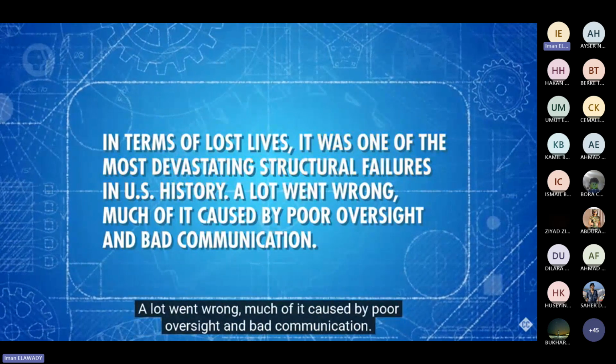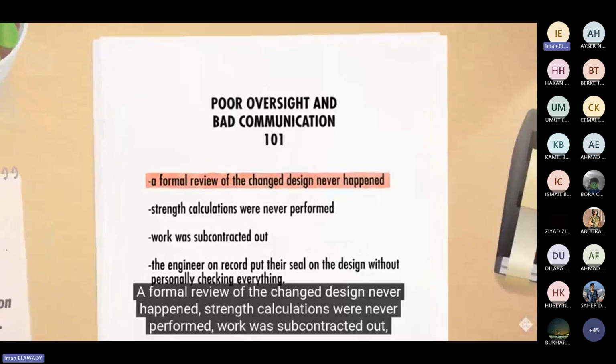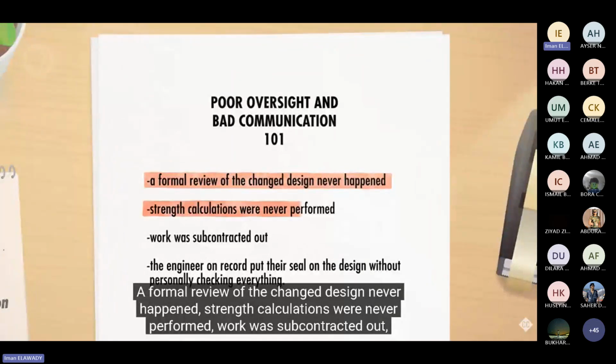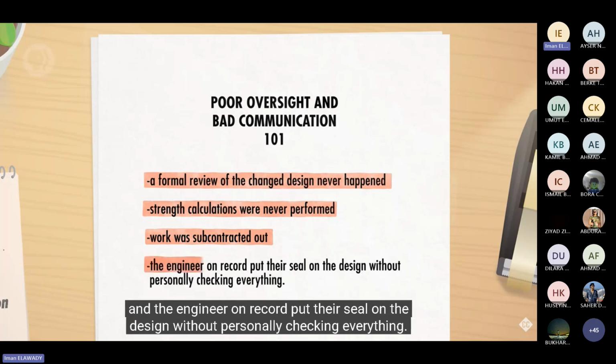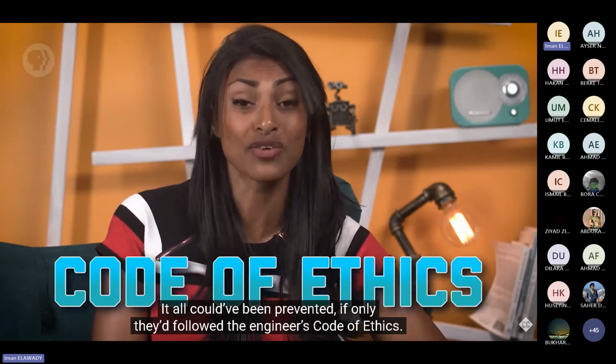A lot went wrong, much of it caused by poor oversight and bad communication. A formal review of the change design never happened, strength calculations were never performed, work was subcontracted out, and the engineer on record put their seal on the design without personally checking everything. It all could have been prevented if only they'd followed the engineer's code of ethics.